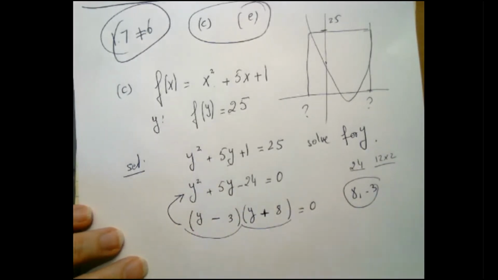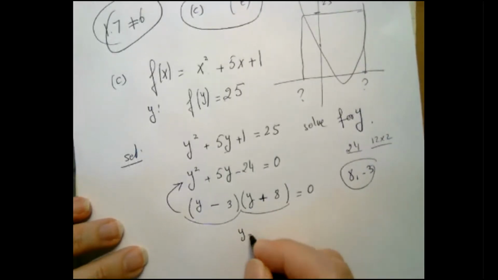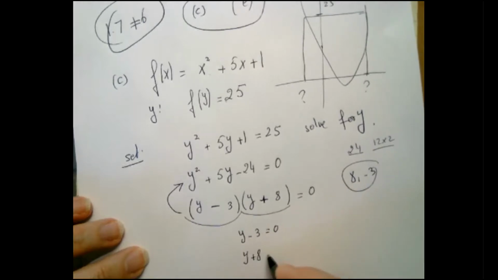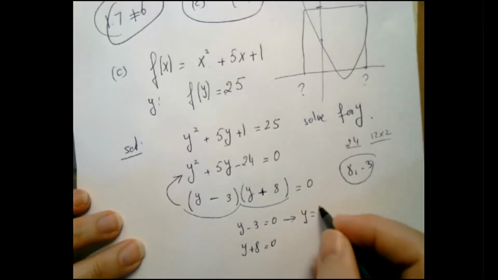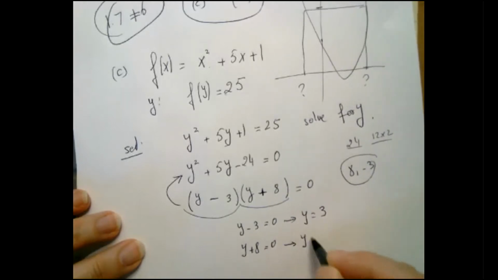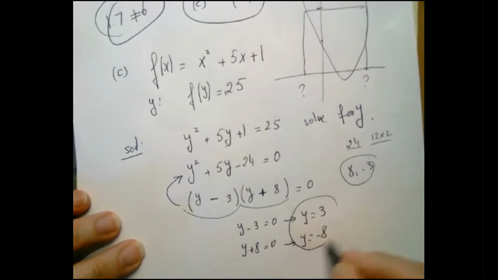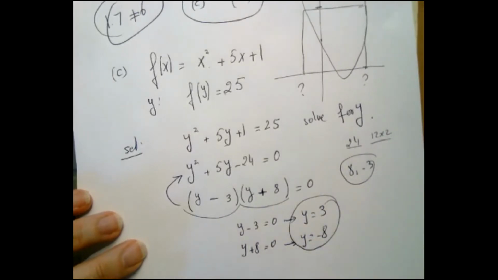The only way you get 0 when you multiply two numbers is if one of them is 0. So if this is 0, it means one of them is 0, either this or that. The first one tells you that y should be equal to 3. The second one tells you that y is minus 8. And that's how we solve this problem.